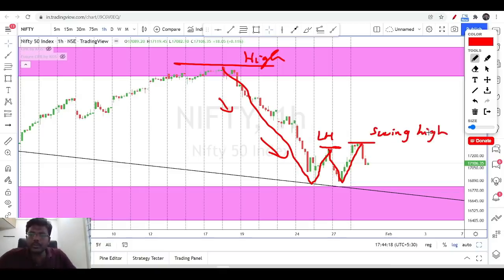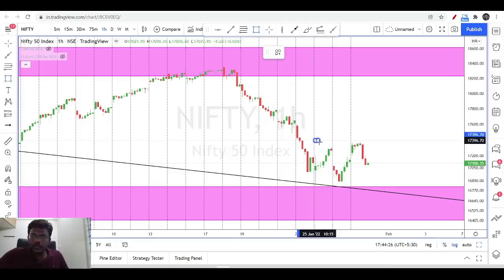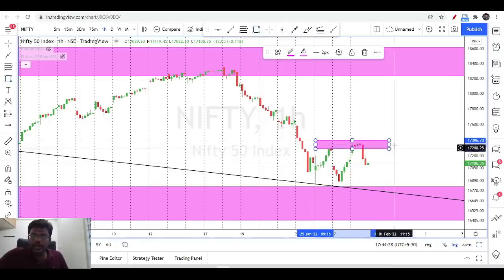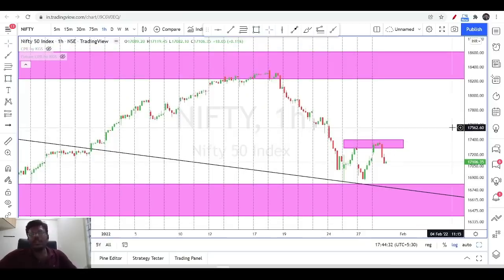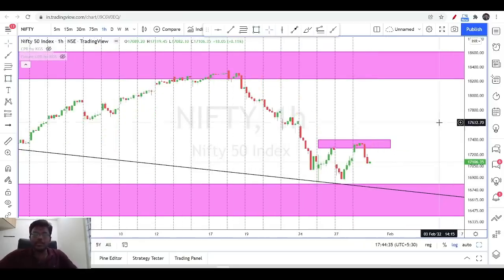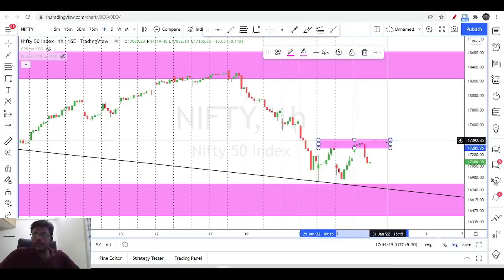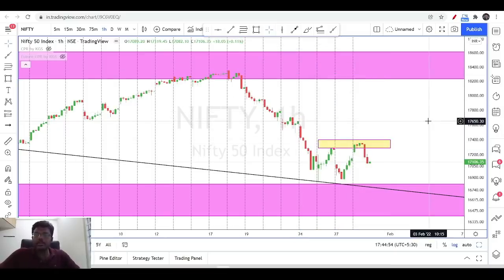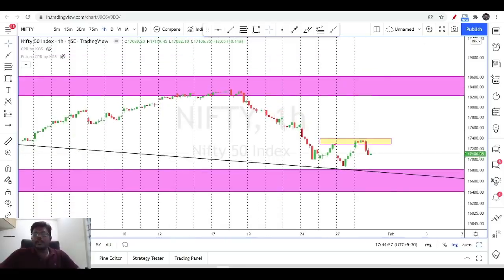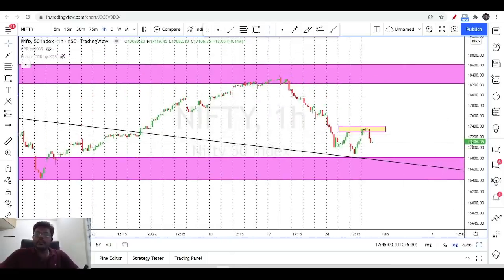So now what I am going to do is draw a zone connecting this lower high and swing high. If I connect these two swing highs, I get another resistance, which is a nearby resistance as per the hourly chart. This zone is drawn based on the hourly chart, and if we want, we can change the color of the zone. So this is where the market is trading in Nifty.